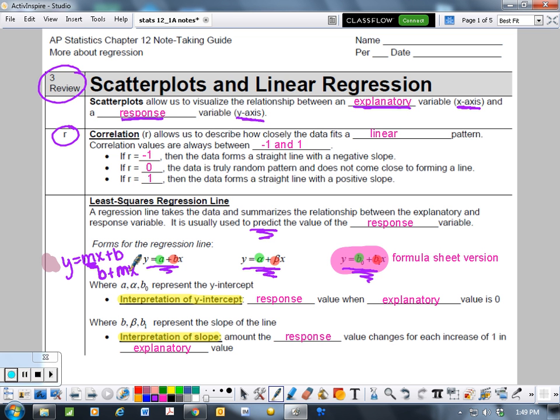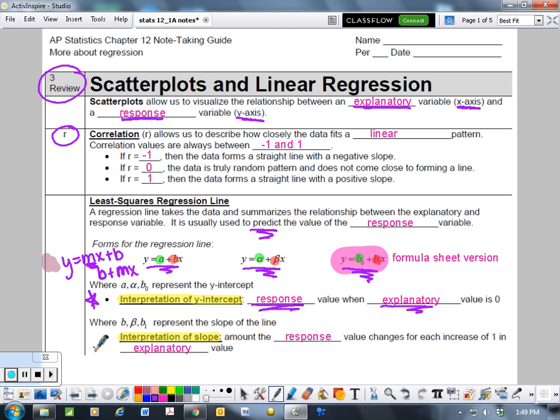How do we interpret our y-intercept? This is going to be a key one that you're going to see. The interpretation of our y-intercept is the response value when our explanatory value is 0. So if I'm looking at age predicting height, then it would be my height. So what is the height when our age is 0? That's how we use it to explain what's happening.